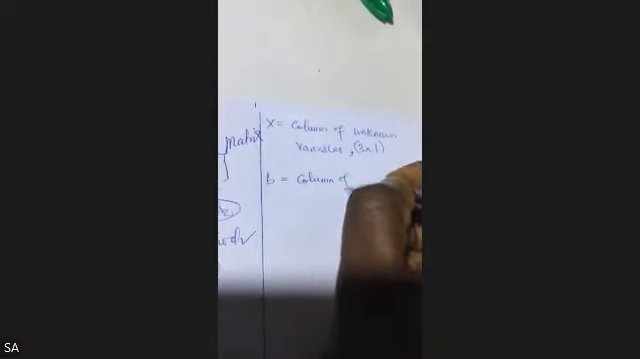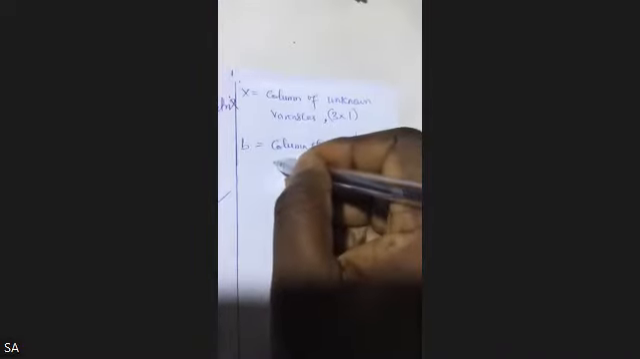Now let's go to B. Our B here is a column of constants. And you can see also row 1, row 2, row 3, column 1. So this is also a 3 by 1 matrix. So I've been able to define it for you to know this.